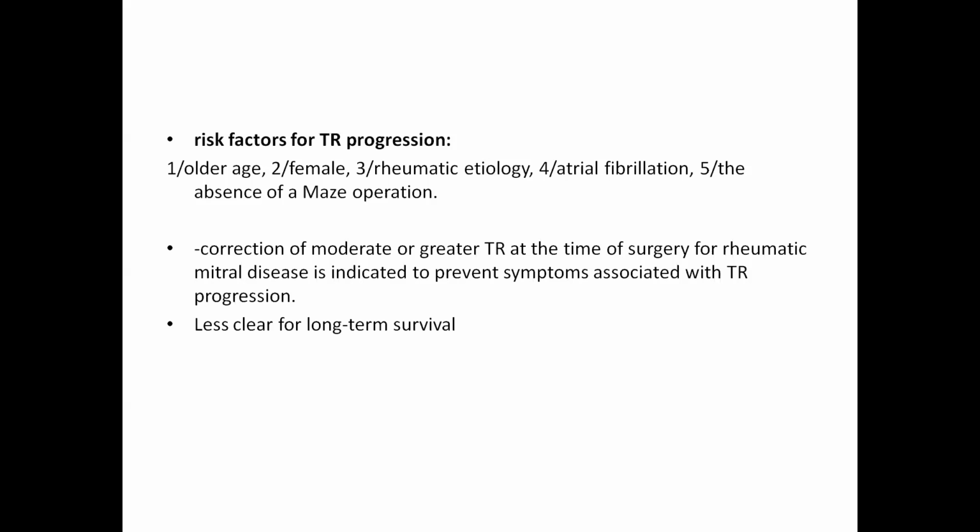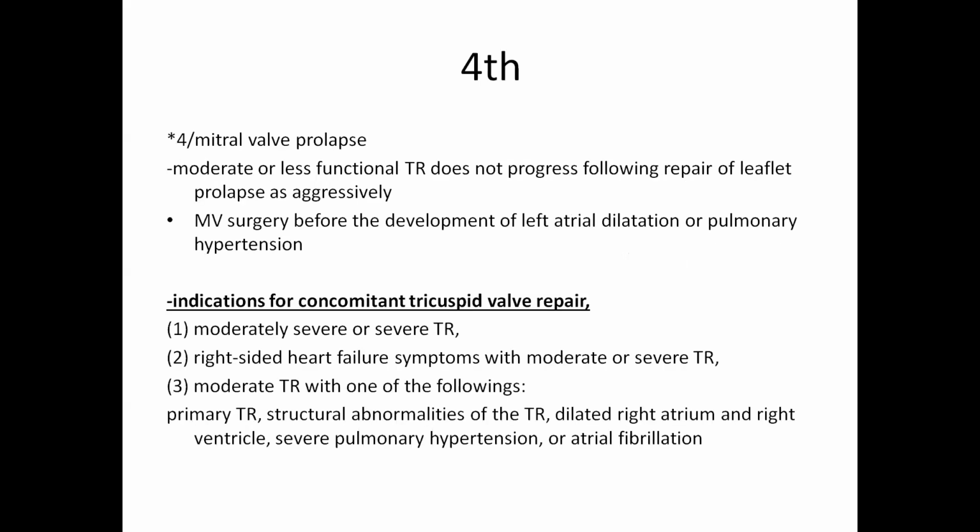With all 5 risk factors, we have to anticipate that the tricuspid regurgitation will progress if we do not intervene. And correction of moderate or severe tricuspid regurgitation at the time of surgery for rheumatic mitral valve disease is indicated to prevent symptoms associated with tricuspid progression, but is less clear for long-term survival. So we don't know about long-term survival, but for sure it will improve the symptoms. The fourth scenario, or the fourth situation, is mitral valve prolapse with secondary tricuspid regurgitation.